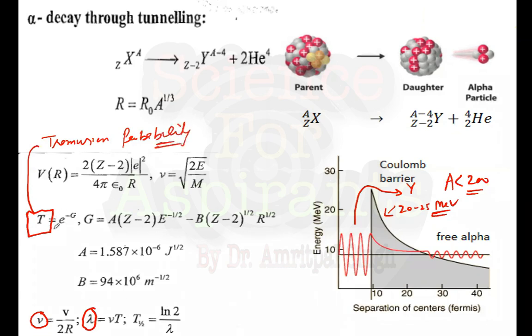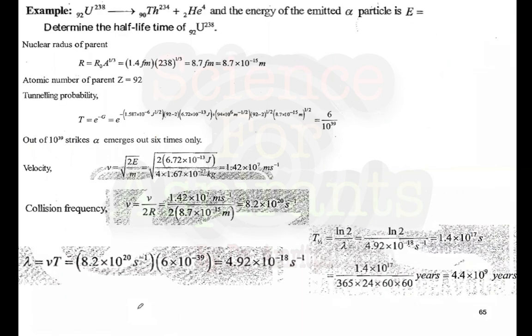And using this equation of T, we can find out these two constants A and B that we have defined in the Geiger-Nuttall law. Putting these constant values, we can find out the value of T, and from this T we can find out the decay constant or rate of decay of that particular material which is emitting these alpha particles. So this is the numerical related to alpha tunneling.